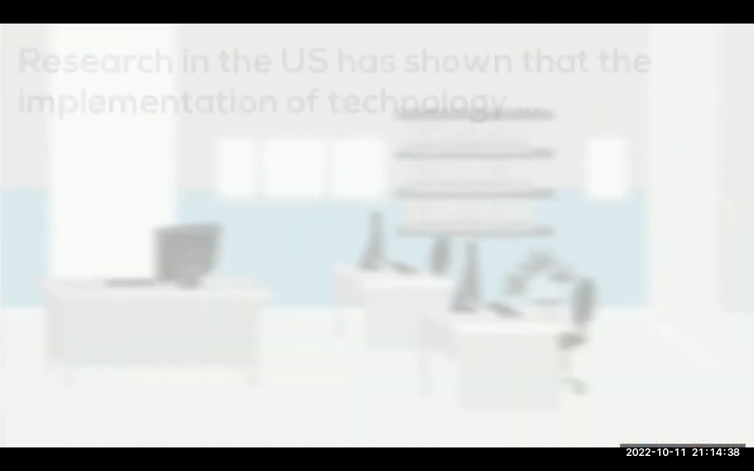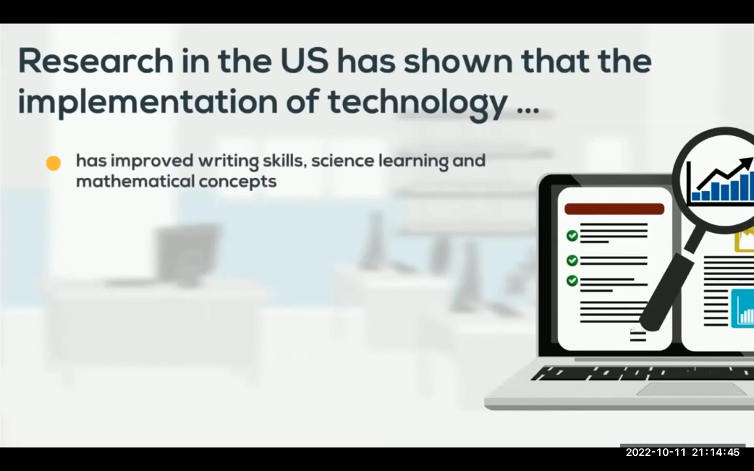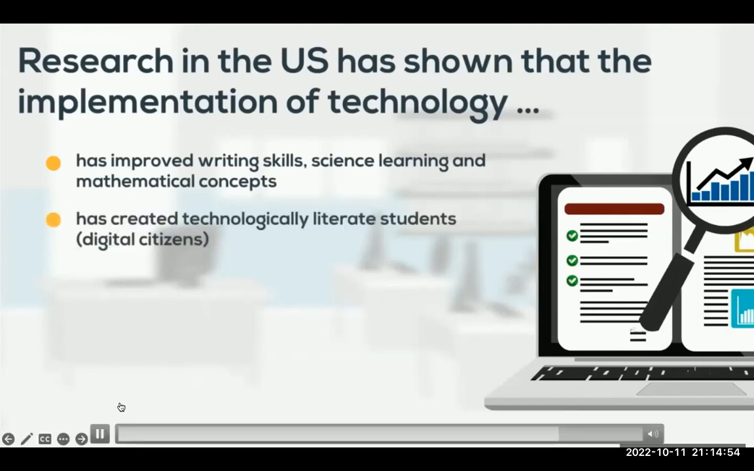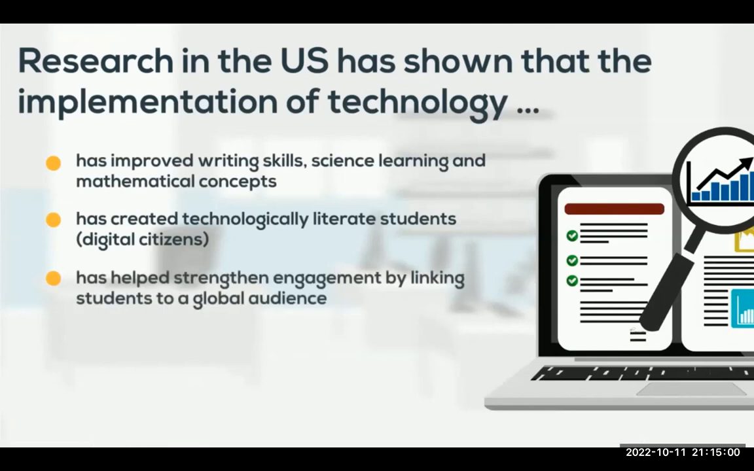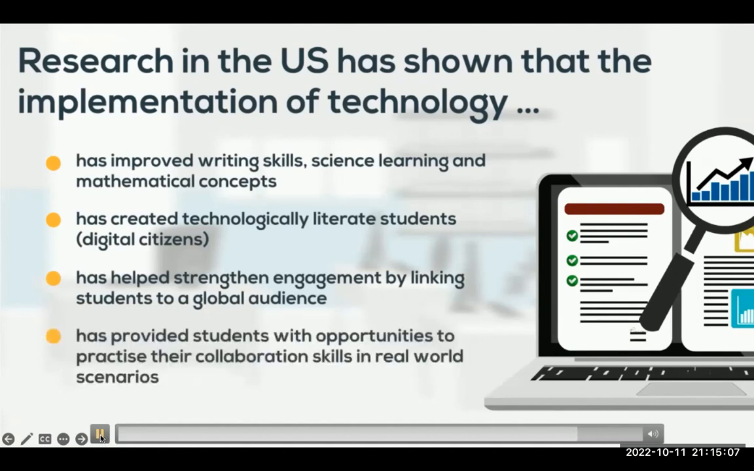Interestingly, research in the US has shown that as a result of the implementation of technology in schools, writing skills, science learning, and mathematical concepts have all improved. And this has all been made possible because the integration of technology has created technologically literate students, or what we call digital citizens these days. It has also helped strengthen engagement by linking students to a global audience, and has provided students with opportunities to practice their collaboration skills in real-world scenarios.